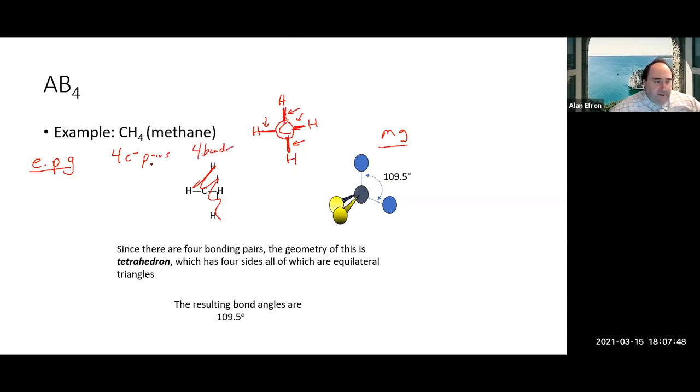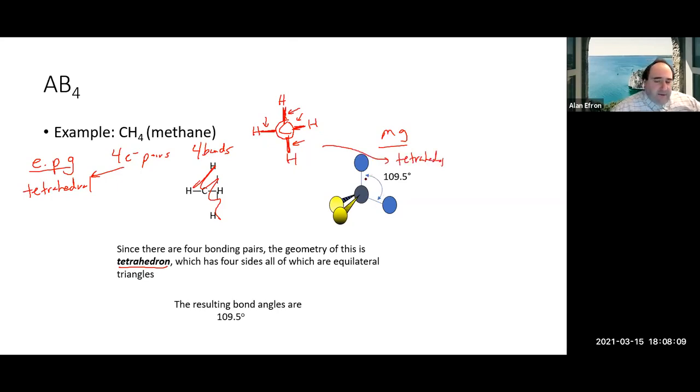Something with 4 electron pairs in terms of electron pair geometry is what is known as tetrahedral. Tetrahedron, if you're old like me. Something with 4 electron pairs and 4 bonds also will have a molecular geometry name of tetrahedral as well.